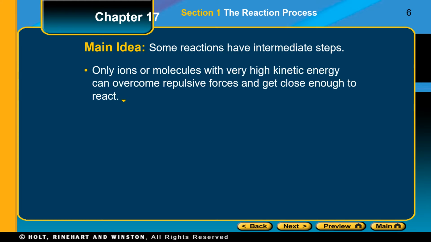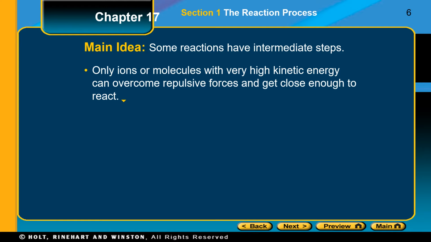Now, only ions and molecules with very high energy can overcome the repulsive forces and get close enough to react. So the understanding is that for two molecules to react with each other, they have to approach each other with a high enough speed that their energy is enough to overcome the repulsive forces of their electron clouds. Remember, both of their electron clouds on the outside should repel each other.